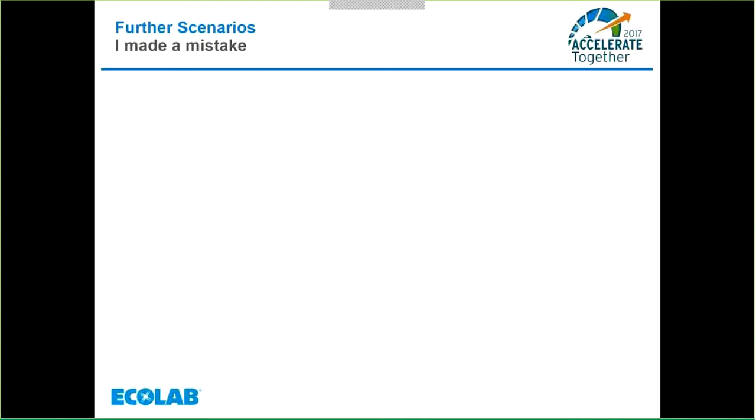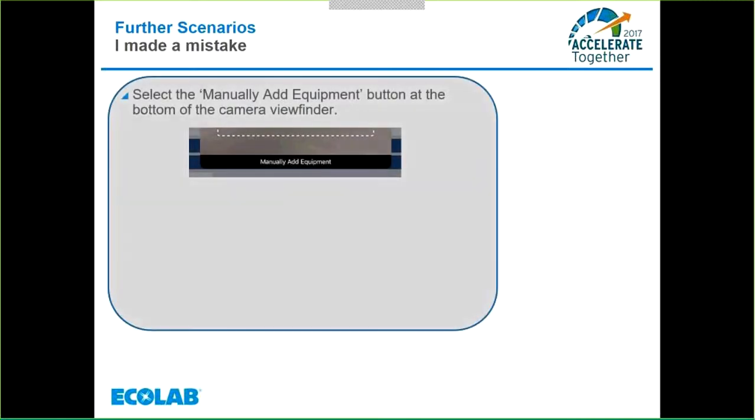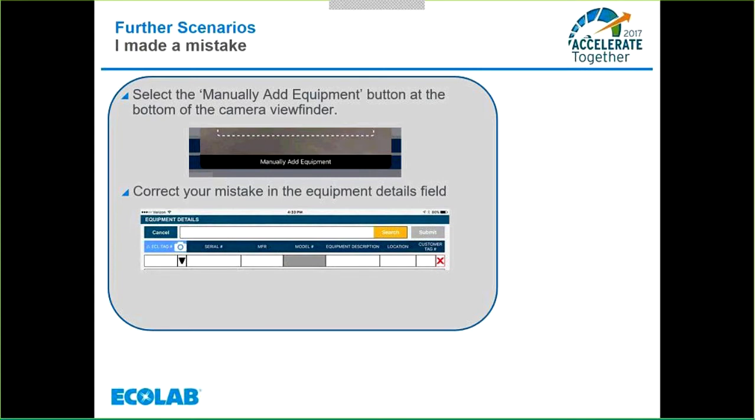You may make a mistake and only realize after you've submitted the equipment information. In this scenario, select the Manually Add Equipment button at the bottom of the camera viewfinder, correct your mistake in the equipment details field, and then hit Submit.